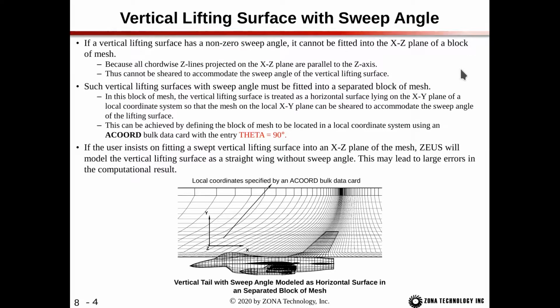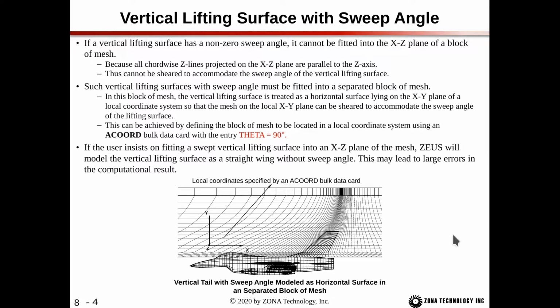In this block of mesh, the vertical lifting surface is treated as a horizontal surface lying on the XY plane of a local coordinate system, so that the mesh on the local XY plane can be sheared to accommodate the sweep angle of the lifting surface. This can be achieved by defining the block of mesh to be located in a local coordinate system with the ACHORD bulk data card specifying an entry of theta equals 90 degrees. So now this vertical tail, locally in this embedded block of mesh, is a horizontal surface.